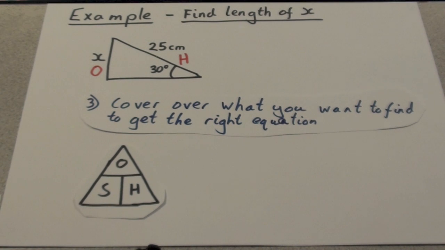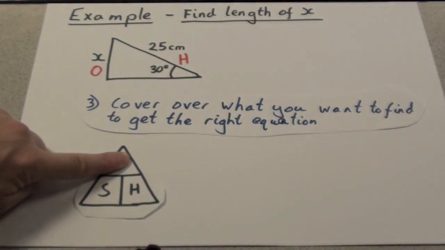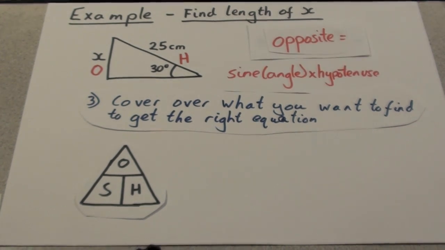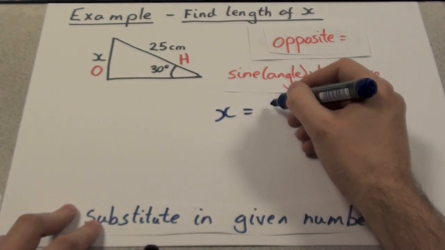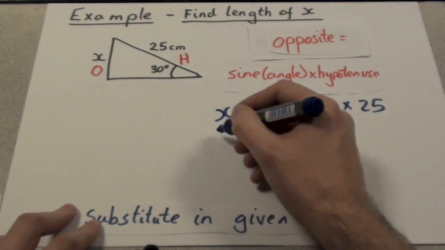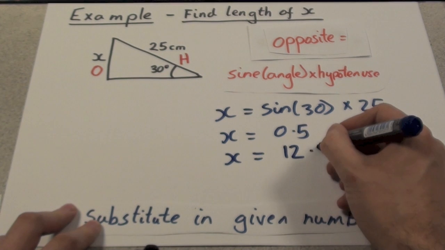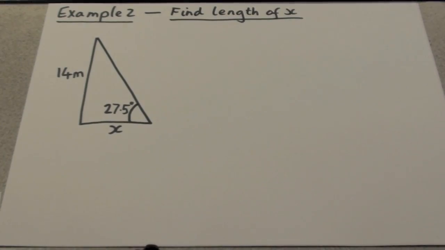Then we cover over what we want to find to get the right equation. In our case, we want to find the opposite, so we cover it over, and we're left with the sine of the angle times the hypotenuse. So we're going to use that as our equation. Opposite equals sine times hypotenuse. Then we substitute in our given numbers. So we've got the sine of 30 degrees times the hypotenuse of 25. Sine of 30 is 0.5, and if we multiply that by 25, we get 12.5 centimeters, which is our final answer.